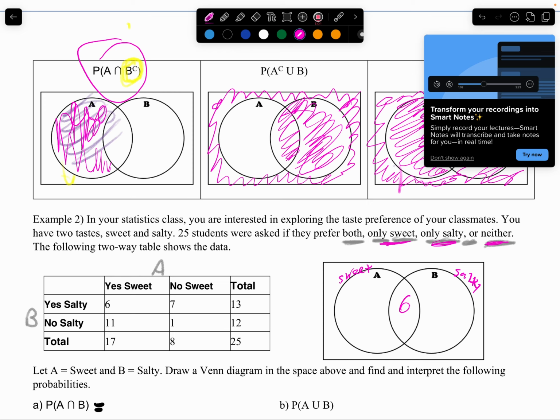And then we can think about just sweet but not salty. So yes, sweet, no salt. And I think that's 11. The intersection of yes, sweet, and no salt is 11. That would be right here. Yes, sweet, no salt. I'm going to undo that and say that's the 11 that we talked about.